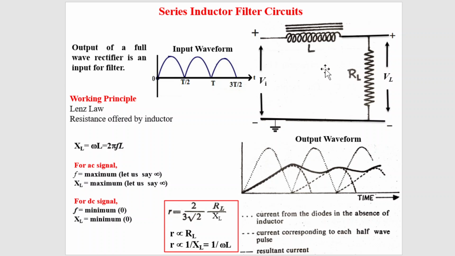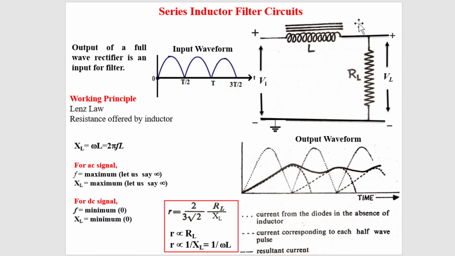It means that for an AC signal, this inductor offers infinite resistance, therefore it will not allow the AC signal to pass through the inductor, and the same inductor will offer 0 resistance for the DC signal, so it will allow the DC signal to pass. Infinite resistance means that particular signal will not pass. 0 resistance means that particular signal will pass.